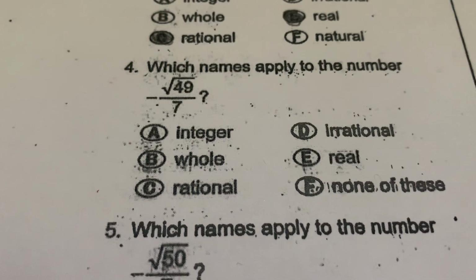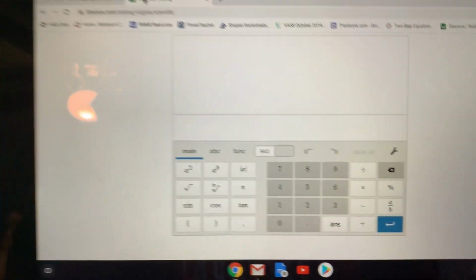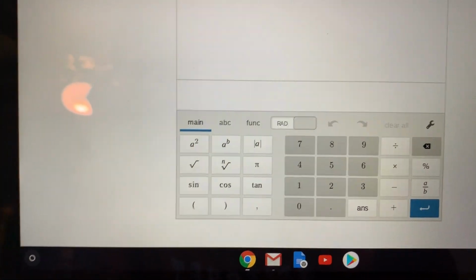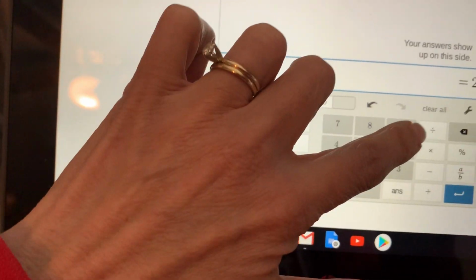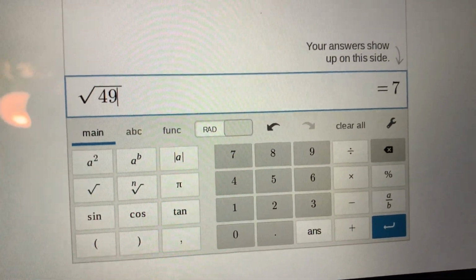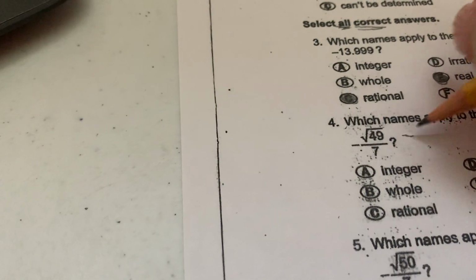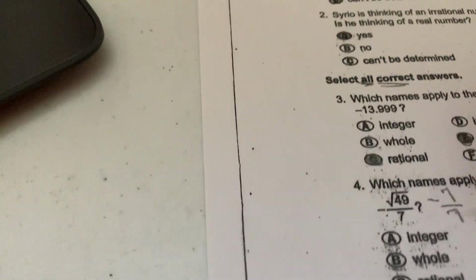All right, number 4, which names apply to the number negative square root of 49 divided by 7? Well, let's figure out what that is. I'm going to go over here to my Desmos calculator. Let me get it up. And let's type in the square root of 49. And we can see that the answer is 7. So if I write that down on my paper, I have negative 7 divided by 7.